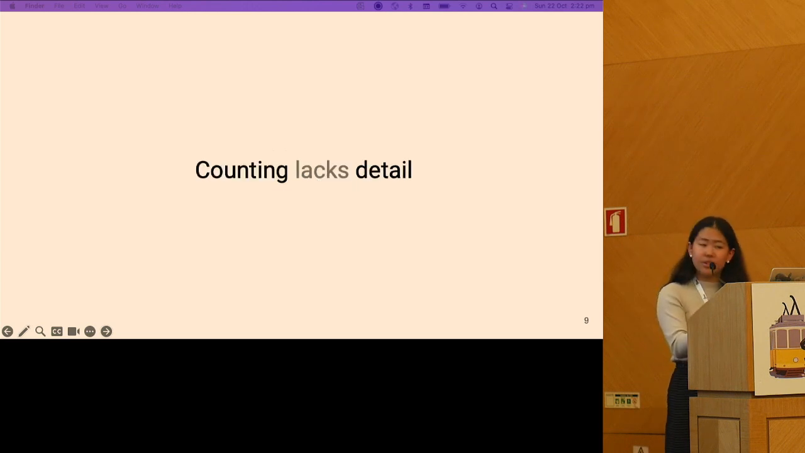The main issues with counting are just that it lacks detail in general. We're collapsing a distribution down into an aggregate number, and we also lose a lot of temporal info. So, for example, it's a lot less helpful to know that 15 GCs happen than exactly when each one started and ended.